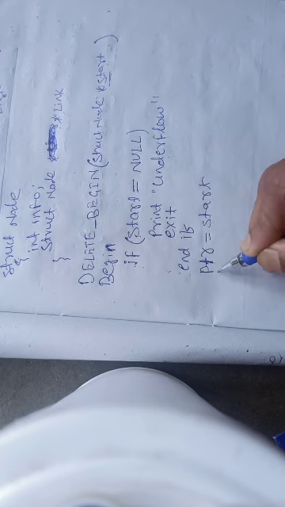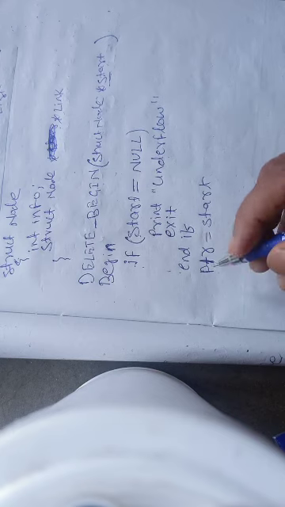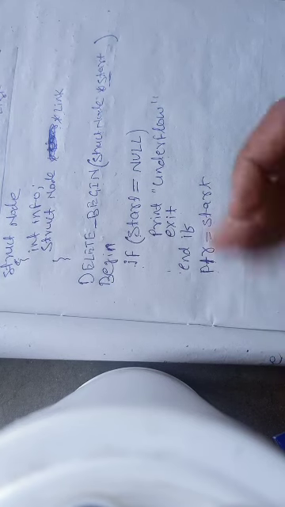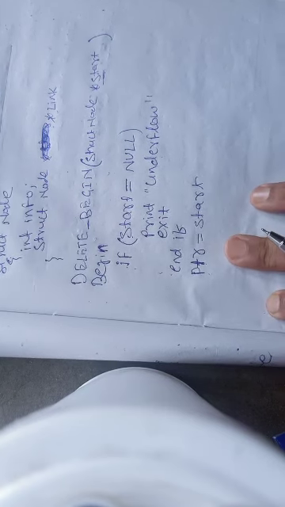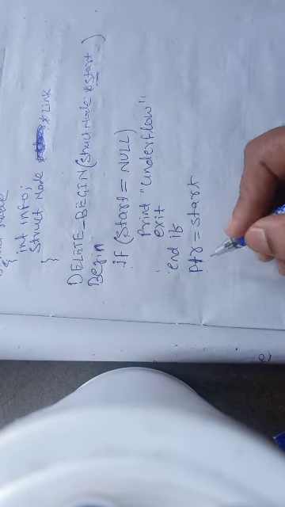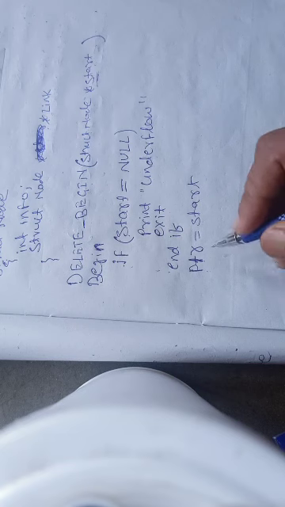So what is ptr? See, ptr is a pointer variable. So in a program, it should be declared as struct node star ptr. So here I have straight away used ptr. I have not declared it, but when we use it in a program, I have to declare this variable. So ptr equal to start.